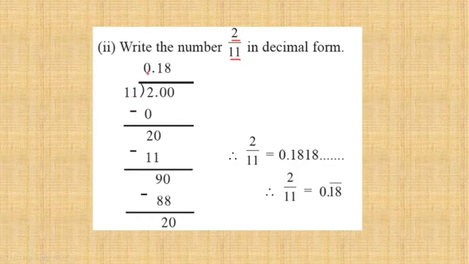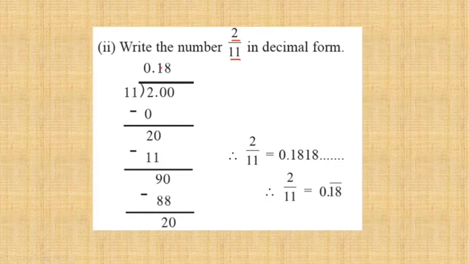11 into which number gives me 2 or less than 2? There is no number which gives me 11 into that particular number which gives me 2 or less than 2. So first only I have to take 0 point so that I can add few zeros here. Yes. So 11 into 0 gives me 0. Then same 2 brings it down. I get 20 after adding 1 0 to it. Now 11 into 1 will give me 11. 11 into 2 gives me 22, but I cannot take 22.